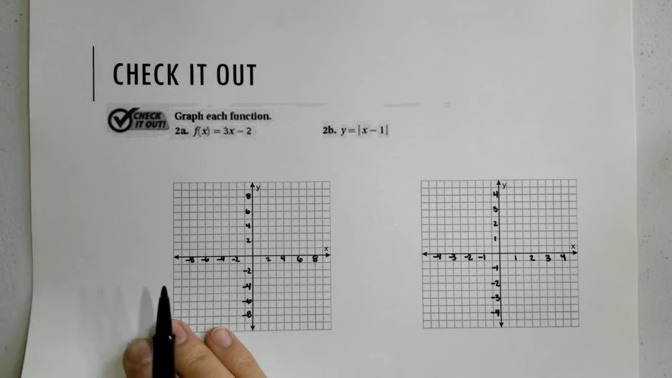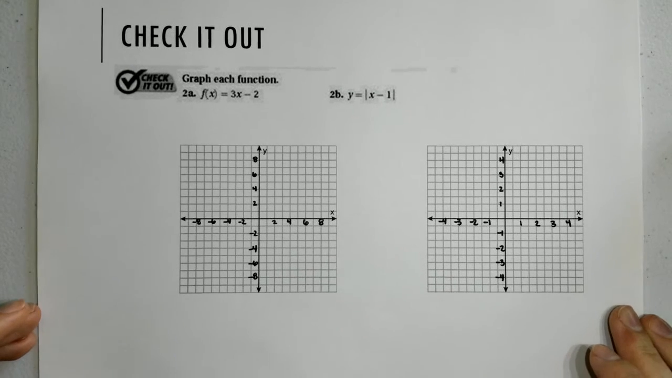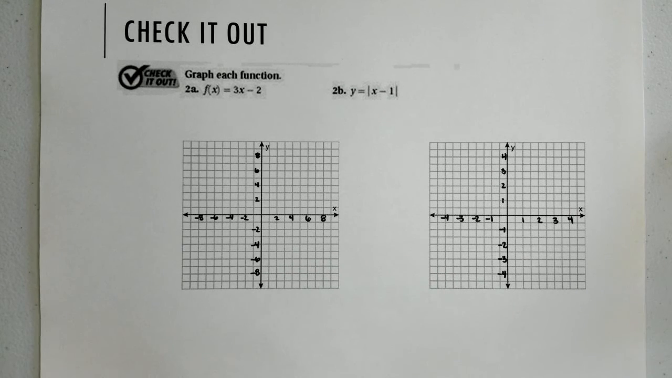There are 2 check it out problems for you to do. A is f of x equals 3x minus 2, and then B is y equals the absolute value of x minus 1. So go ahead, pause the video, try these 2 on your own, and then resume the video when you are ready to check your answer.